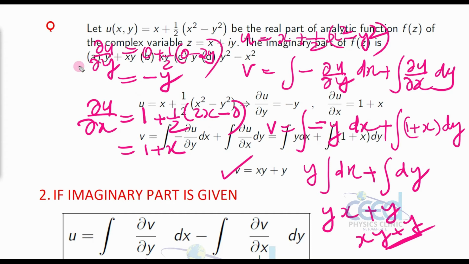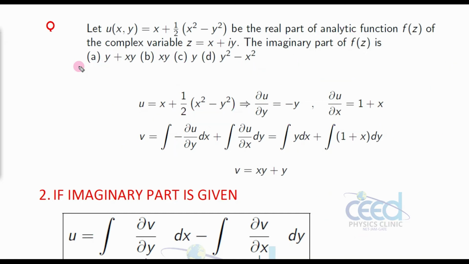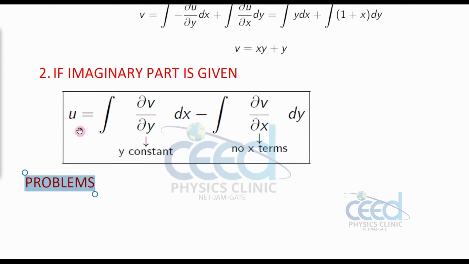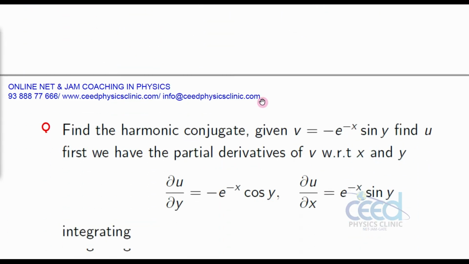Answer option is A. Now let us discuss, if the imaginary part is given, we can write another equation. If the imaginary part is given, then the equation is u is equal to integral dou v by dou y dx minus integral dou v by dou x dy. Here, during the integration process, y you can take as a constant, and as we have done earlier, the same format, only the part not containing x you have to integrate. Now let us do one problem, then you will get more idea.